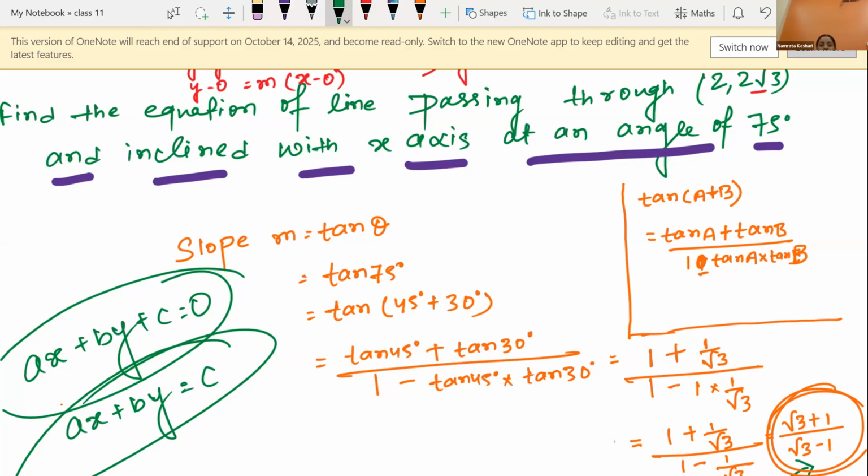Let me know once you are done. I'll scroll down. You can note the next part over there.